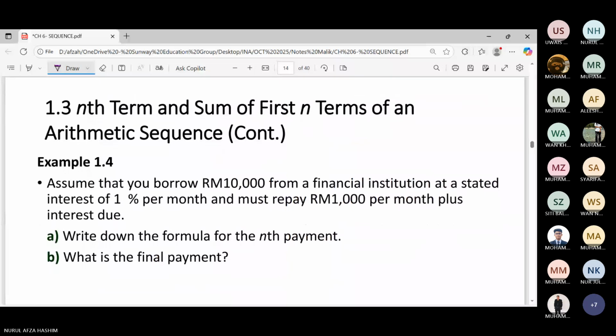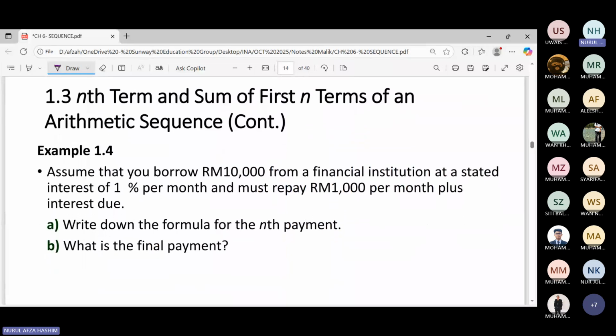Hmm. Okay, how about this one? This is application. Let's say that you are borrowing 10,000, and the interest is 1% per month. Every month you pay, but you pay plus also the interest. So that's why he's saying that you are repaying 1,000 a month plus the interest.